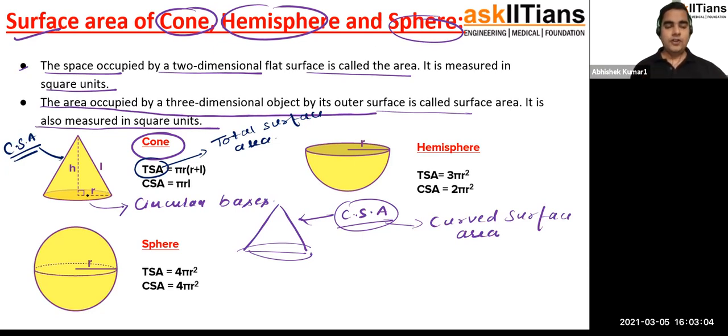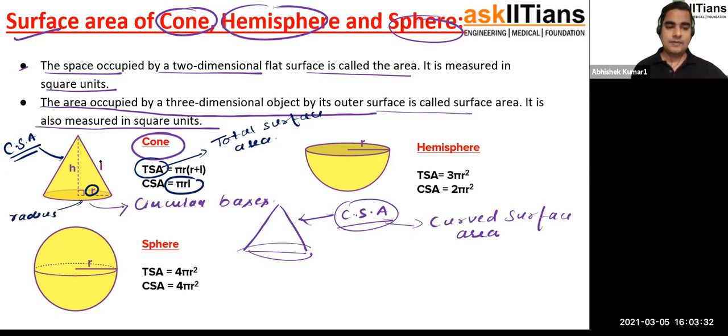So if you talk about the curved surface area of this cone which is given to you, the curved surface area of the cone is given by pi RL. Pi, we all know what that is, that's 22/7, and if it is specifically mentioned that you have to use 3.14, then go with 3.14. What does R stand for here? This R represents the radius of the circular base that you have.